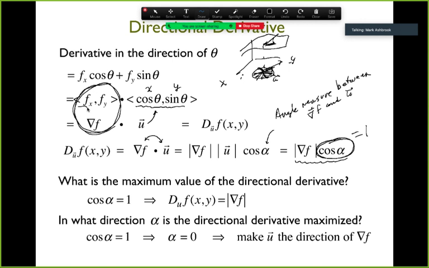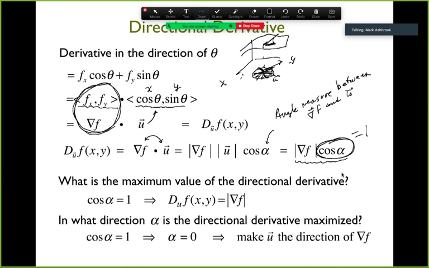So that's a vector, right? It has magnitude and direction. Its magnitude, we just proved, is the maximum rate of change. And the direction of that vector is the direction of the max rate of change.